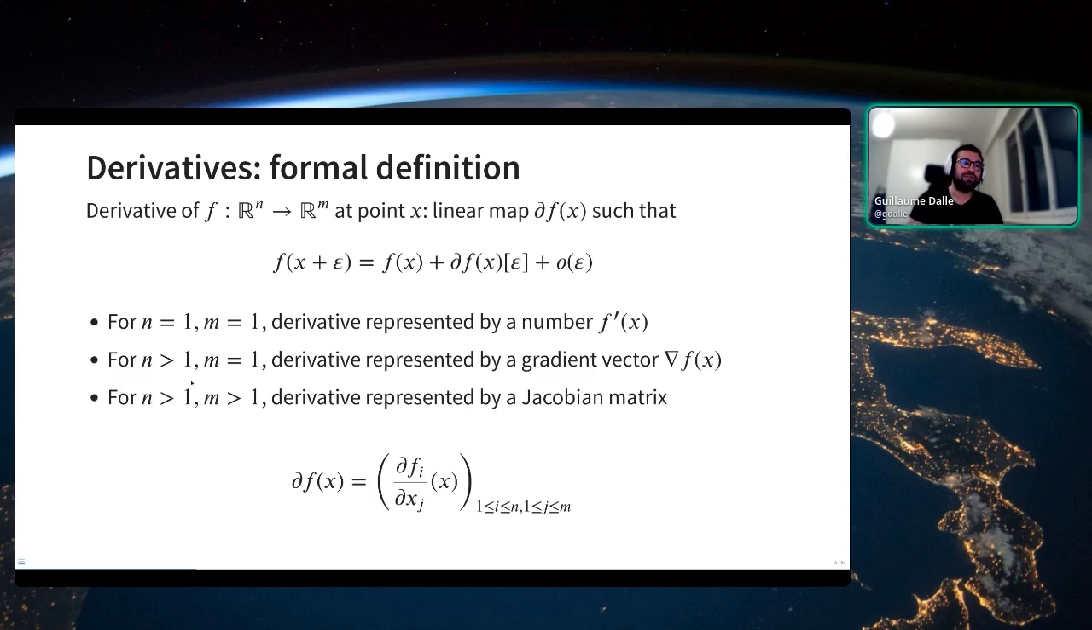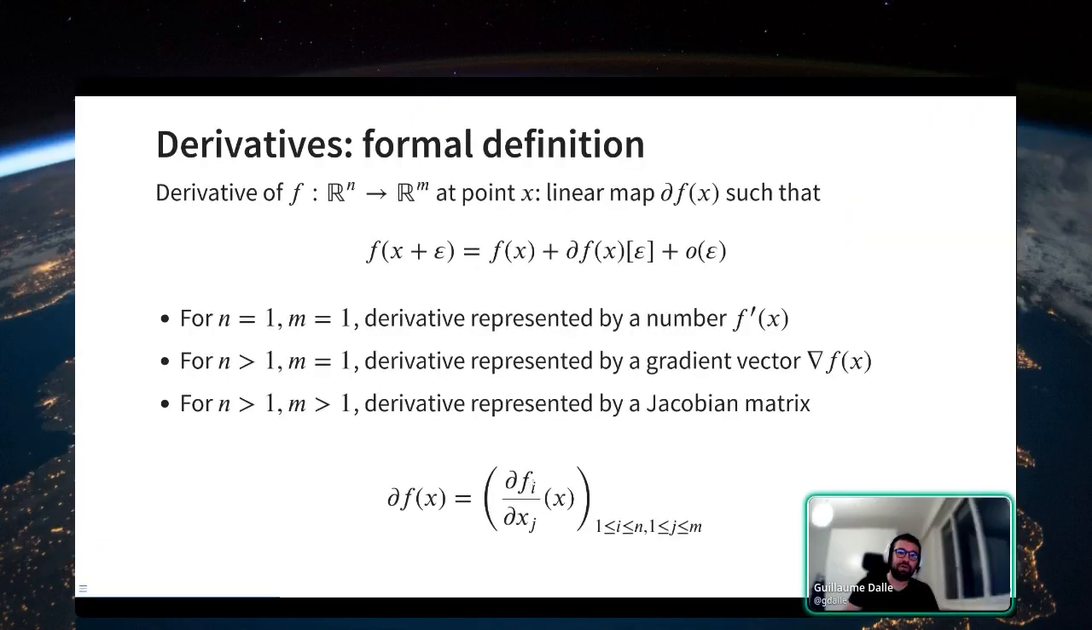And finally, in the general case where you have several inputs and several outputs, you want to represent this derivative or this linear map with the matrix that's called the Jacobian, where each coefficient corresponds to the partial derivative of a specific output with respect to a specific input. At any point, if you have questions, feel free to use the chat or the Q&A bar, and I'll try to answer as best I can.